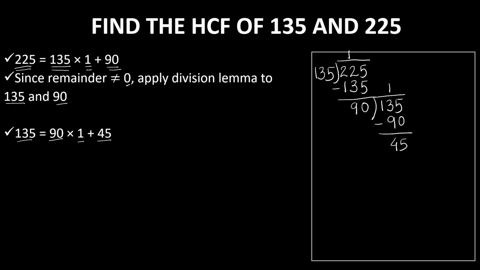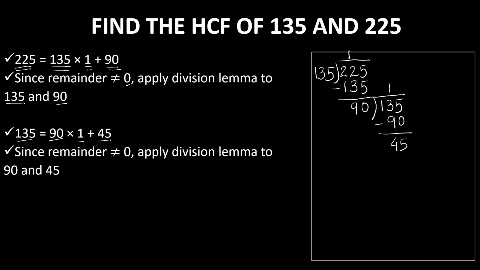Here observe, remainder is equal to 45, right? And since remainder is not equal to 0, therefore we will apply the division lemma to 90 and 45 again, considering 90 as our dividend now and 45 as our divisor. So let's do the division. 90 divided by 45. 45 into 2 will give us 90. On subtracting, we will get a remainder of 0. So this is the step where we got the remainder as 0. We will write it down as 90 is equal to 45 into 2 plus 0.